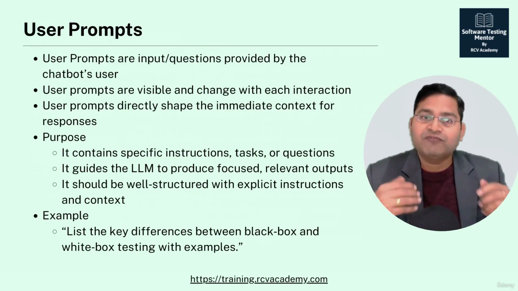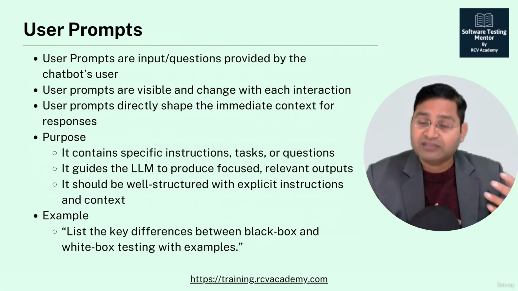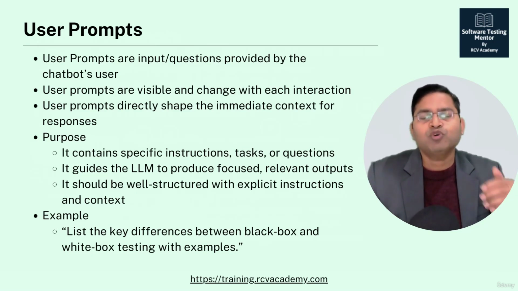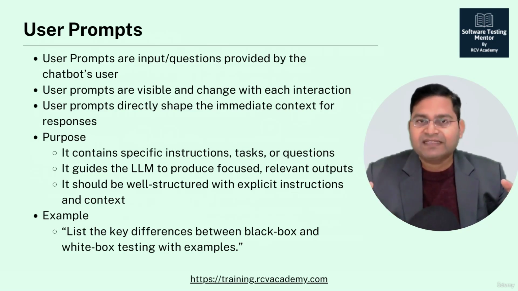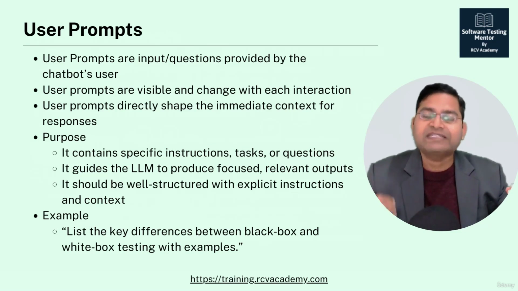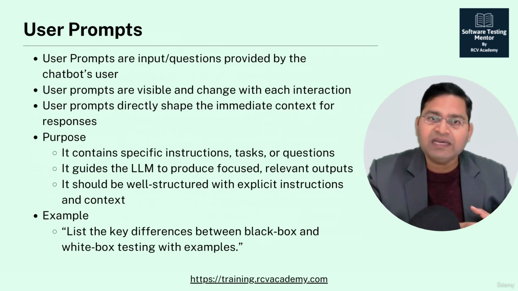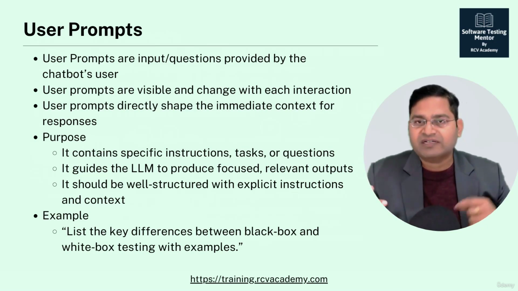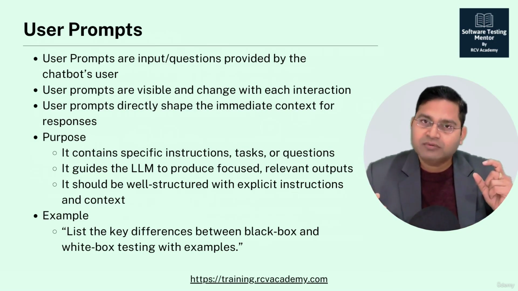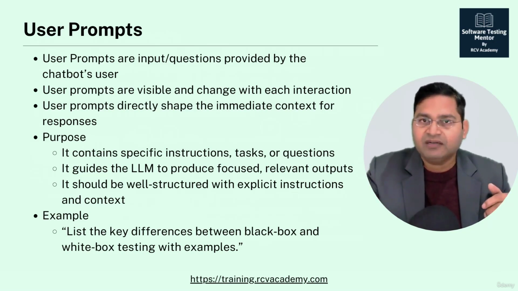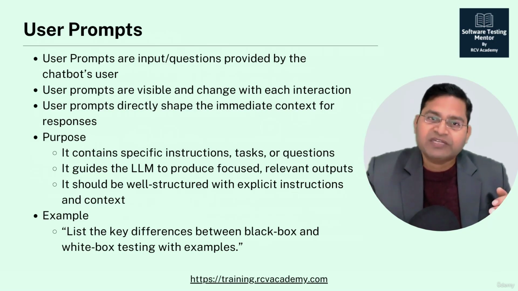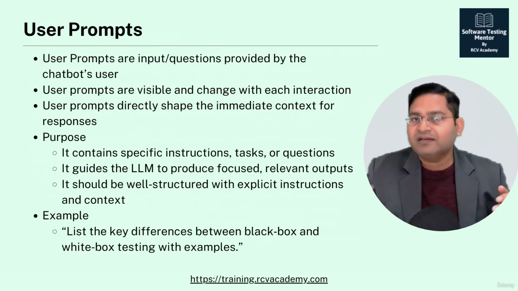Now user prompts are visible and change with each iteration or interaction. So in the user prompt, you ask one prompt to generate the test cases for the login feature, then you come back and ask another question to generate test cases for the logout functionality or the checkout functionality. So user prompts will be visible, whatever you are asking, and they'll change with each interaction. While for the system prompt, you just set that context once and in the background that has been set by the large language model and will be respected in any of the user prompts in that whole conversation.